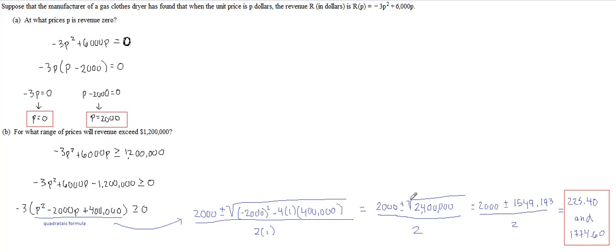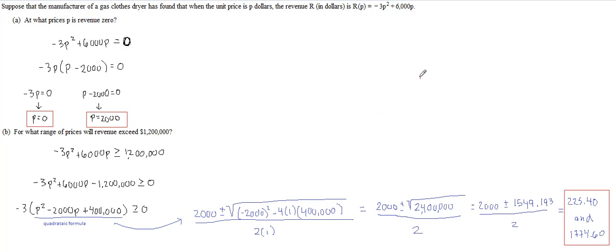Again, I would suggest doing it step by step like I have, not trying to type this whole thing in the calculator at once because it probably won't come out correct, but doing it step by step starting within the root. Then I would just do it one time with adding these two together, dividing by 2, and that's how you'd get the 1774.60, and one time do it with subtracting: 2,000 minus 1549.193 divided by 2. That's how you get the 225.40.